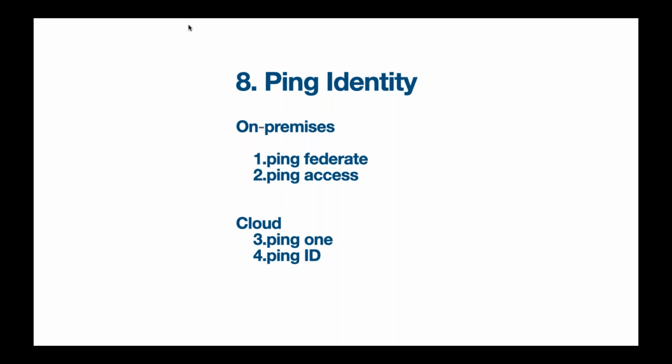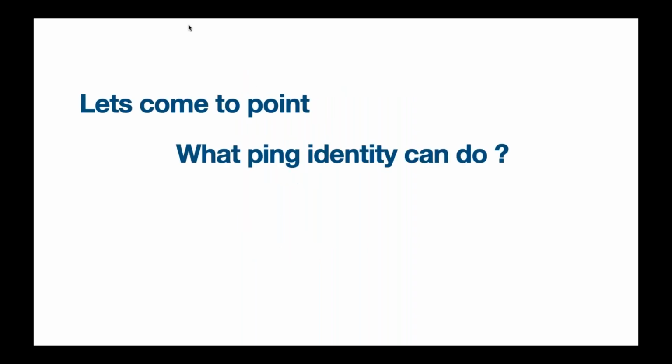Some databases are on-premises, some databases are in the cloud nowadays. On-premises means PingFederate and Ping Access. Cloud means PingOne, PingID. But we are not discussing the cloud. We are discussing on-premises. The cloud session we are going to start next month or in the coming months, but not now. Our session is only for 30 hours, so our agenda is completely different.